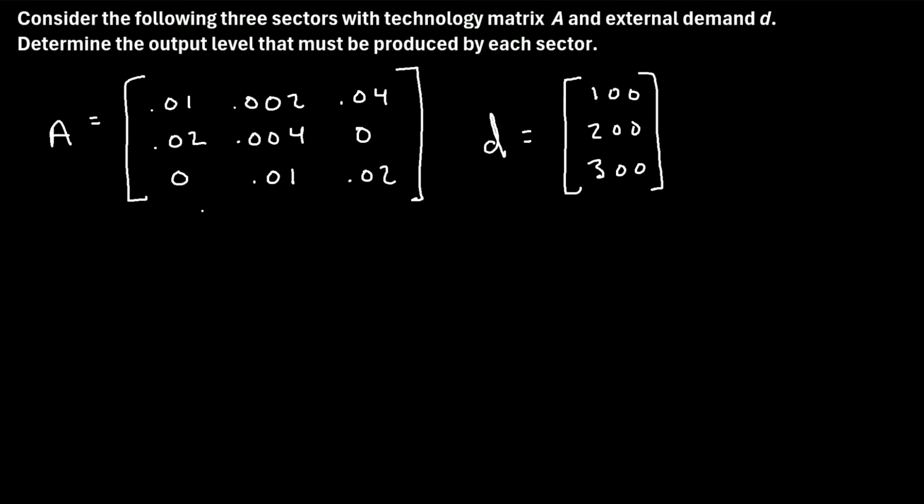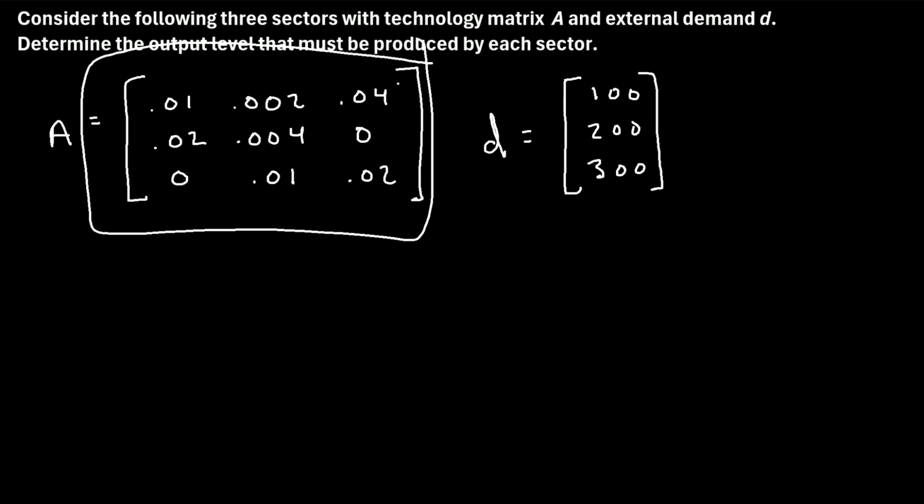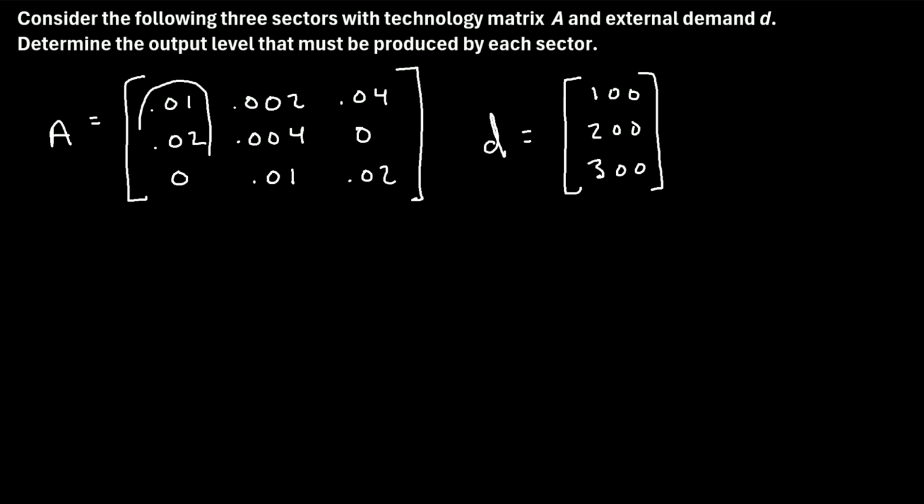So we are told that some economy has three sectors, and here's the technology matrix for those three sectors. Now, here's how we interpret the values in this matrix. The first column represents the inputs needed to produce 1 unit of the good produced by sector 1. So in other words, to produce 1 unit of the good from sector 1, it requires an input of 0.01 units from sector 1, so the same sector. It requires 0.02 units from sector 2, and it requires 0 units from sector 3.